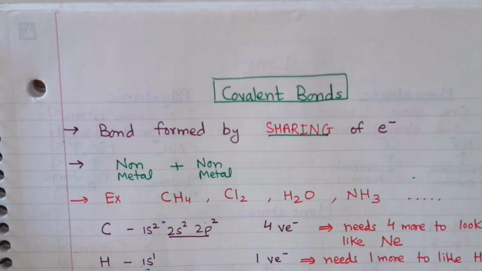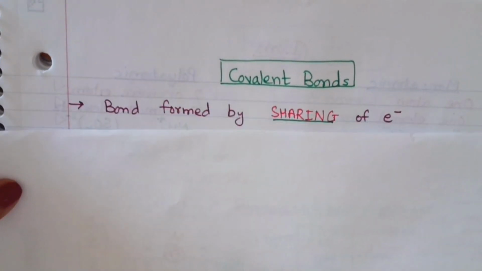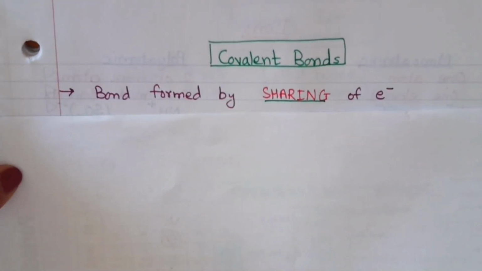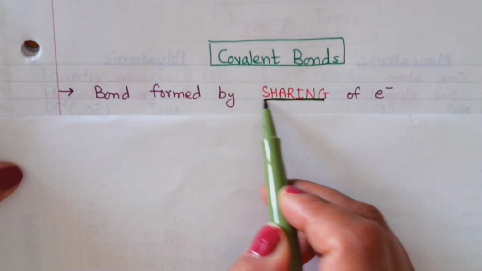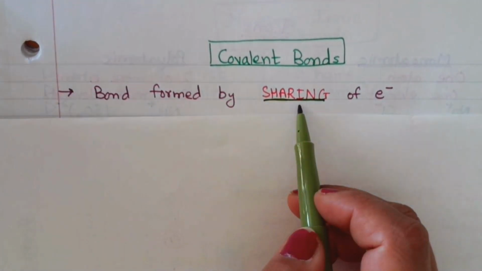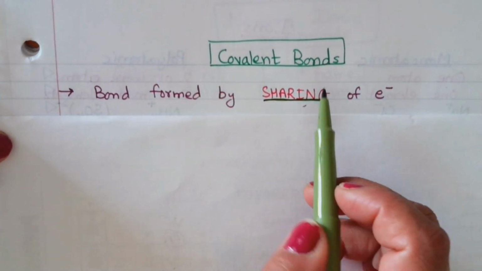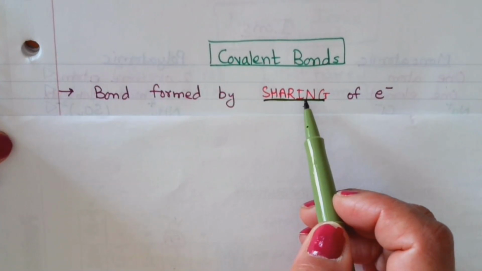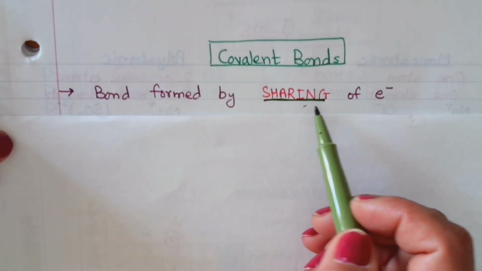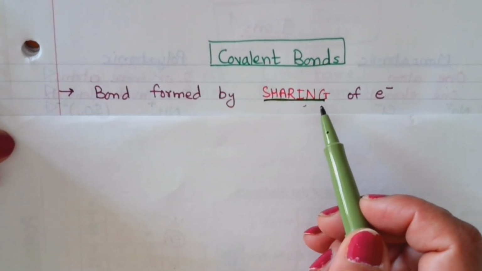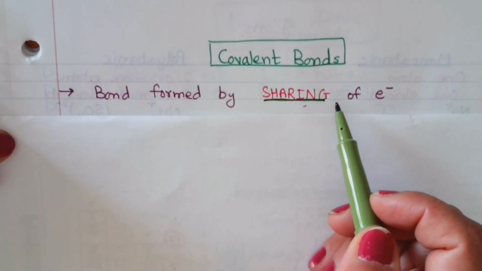The next type of bond that we want to know is a covalent bond, right? So what is a covalent bond? A covalent bond is formed by sharing of electrons. Remember, in an ionic bond there is a give and take. One atom gives electrons, the other one takes them. But here nobody is willing to get rid of or lose their electrons, and nobody is willing to gain electrons, right? There's no metal that is going to be there to lose an electron.